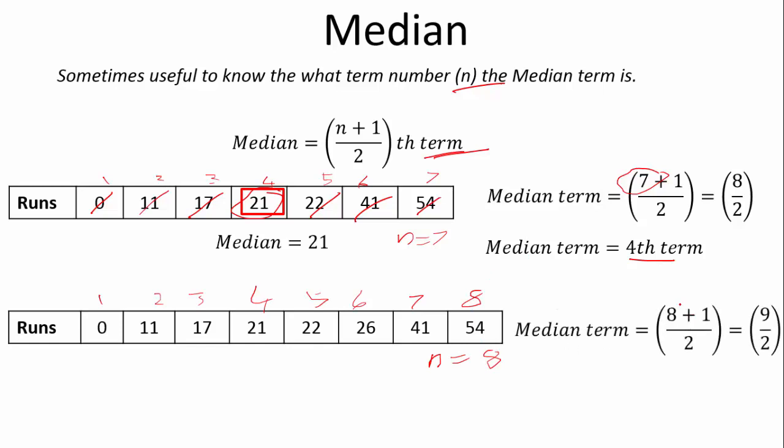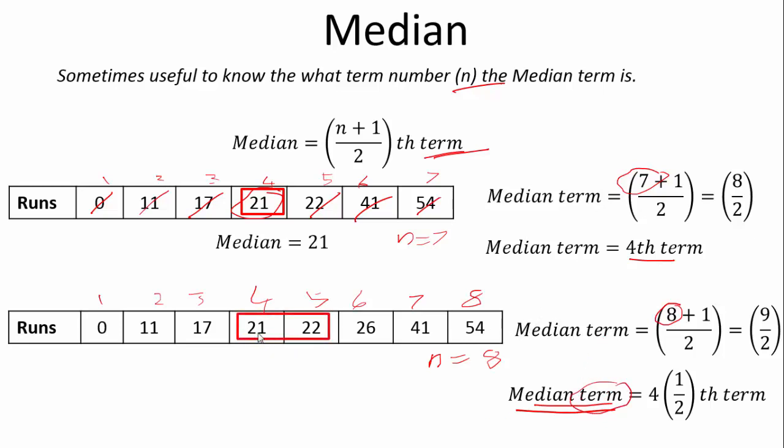So the median term is 8 plus 1 divided by 2. And that equals 9 over 2. So what's 9 divided by 2? 4.5 term. Sounds a bit weird to say, but remember, this is the median term. This term is very important. It's not the value. So what can we do with that? We know that it's the 4.5, so it's right in the middle here. So we can get the average there, and that's exactly what we did last time. 21 plus 22 divided by 2 is equal to 21.5.